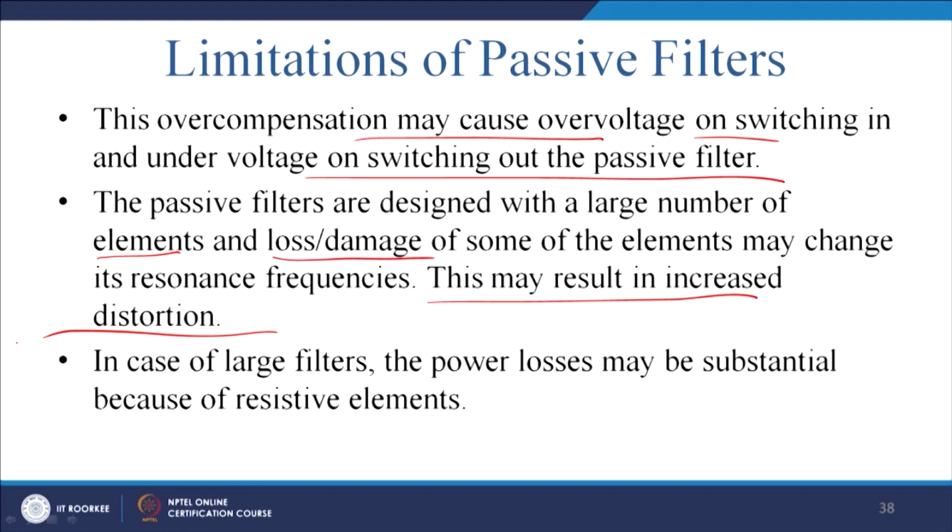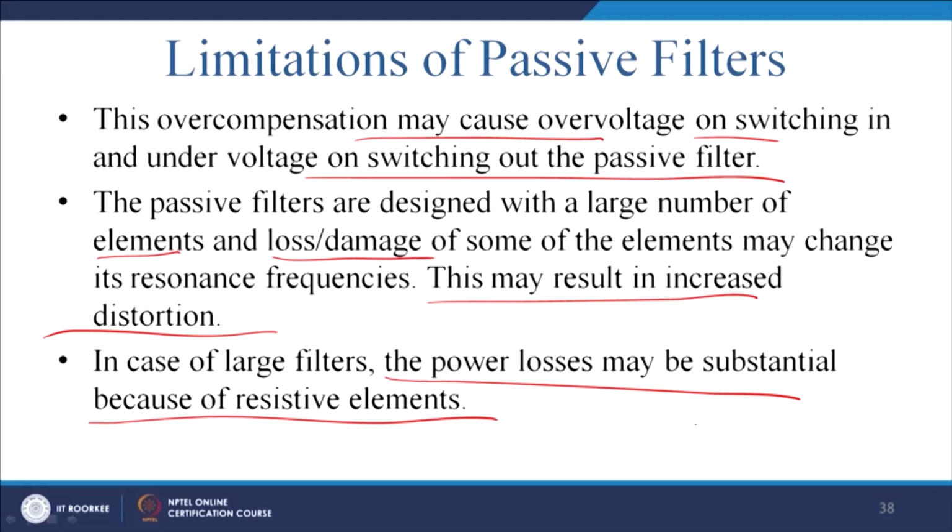Some of the elements may change the resonance frequency, and that may increase the distortion. So, if somehow one string of the capacitor is damaged partially, then the value of the capacitor is changed. So, instead of attenuating the fifth harmonic, it will attenuate, let us say it has been tuned to 3.8. So, that leads to the distortion of the voltage.